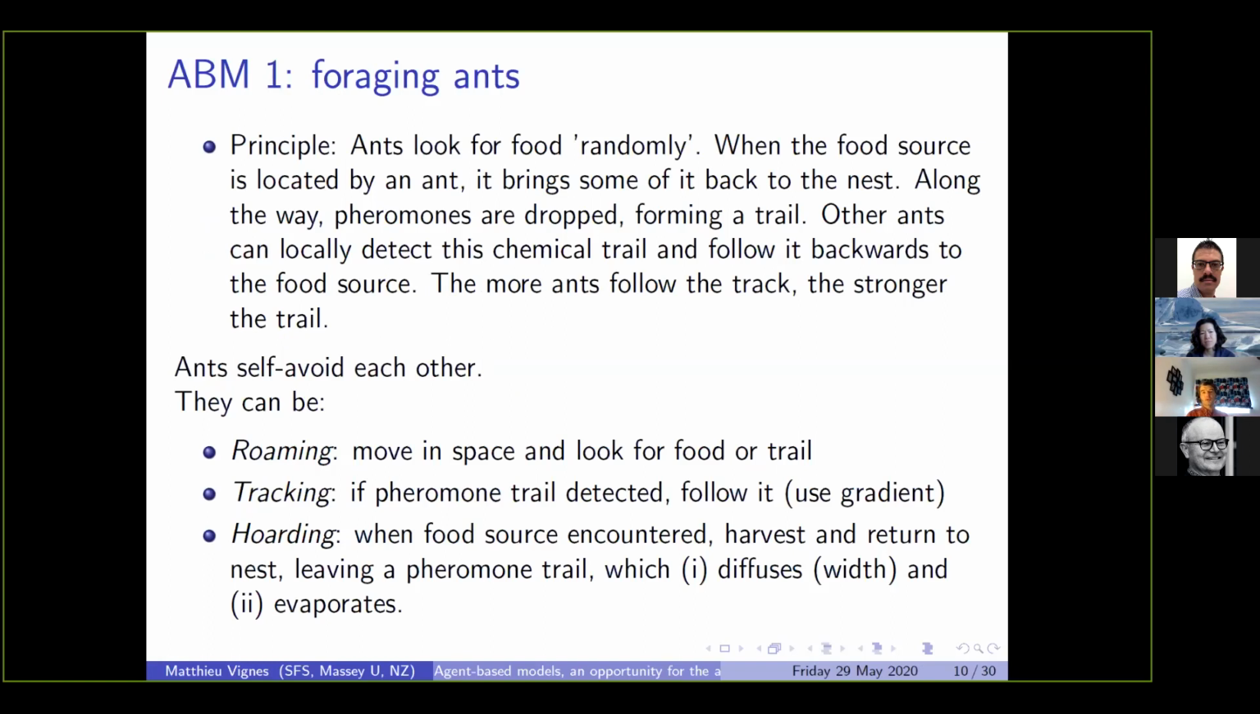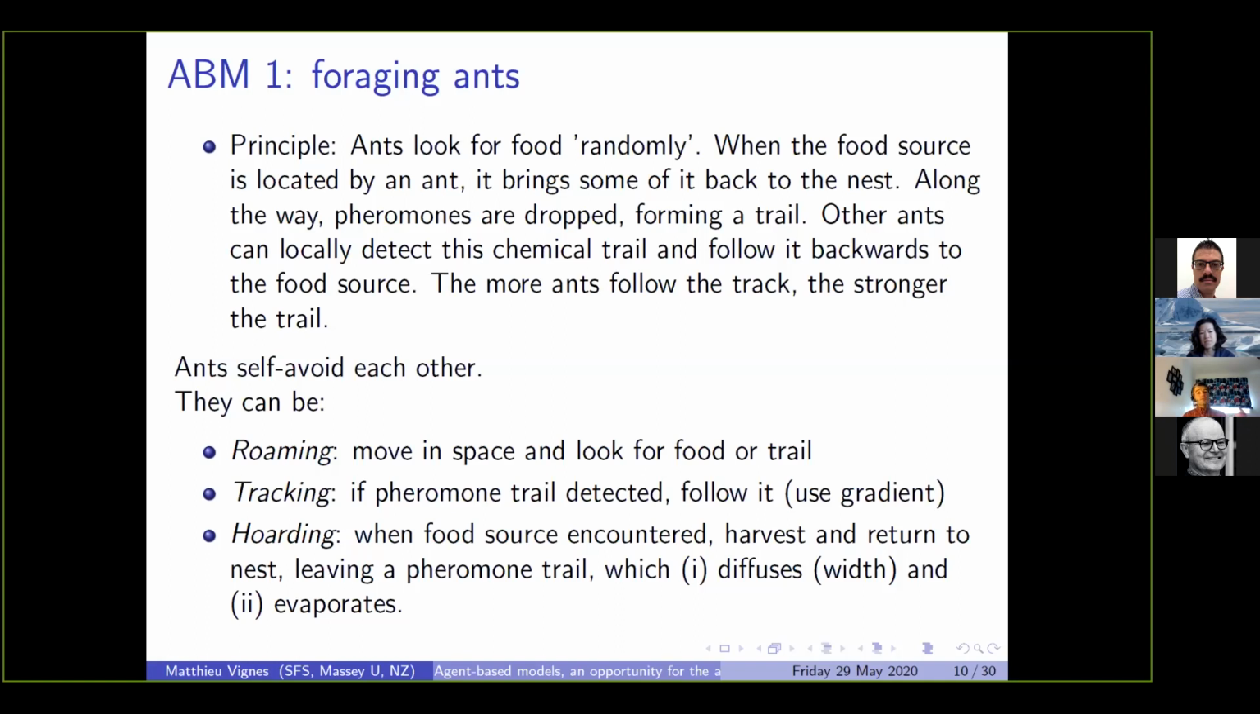So going back to foraging ants, very quickly, I said that ants would look for food randomly. When they locate the food source, they go towards it, and then bring the food back to the nest. By doing that, they leave a trail of pheromones, that's chemical compounds on the floor, and the ants can detect it. And they follow the gradient of this chemical trail.